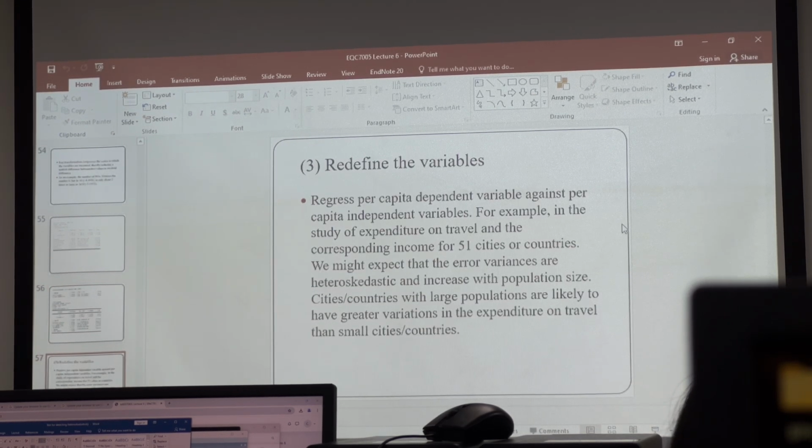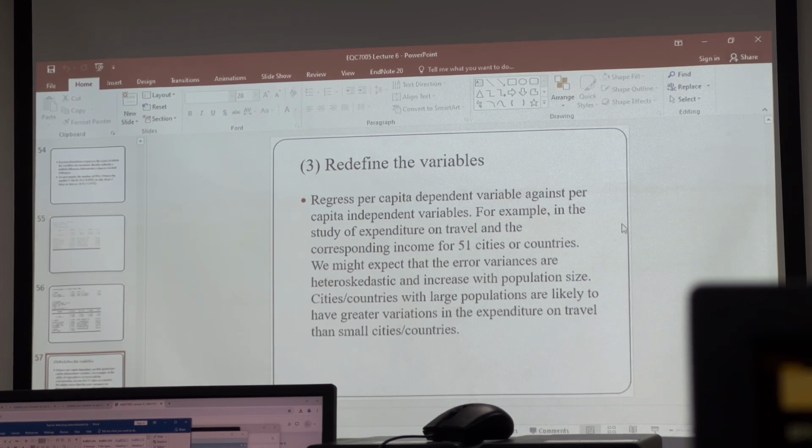Another possible solution is to redefine the variables: regress the per capita dependent variable against per capita independent variables. For example, in a study of expenditure on travel and the corresponding income for 51 cities or countries, we might expect the error variances to be heteroscedastic and to increase with population size. Cities or countries with large populations are likely to have greater variation in expenditure on travel than small ones.